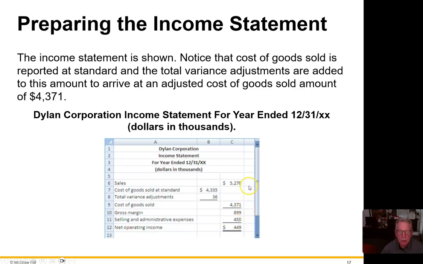And so that sales was based, of course, on what we sold the product for. And then our gross margin is the difference between cost of goods sold and sales. And then we back out sales and administrative expenses, leaving us with our net operating income.